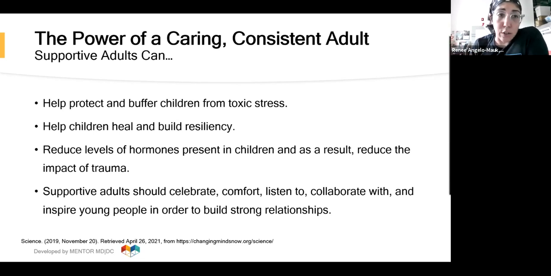If you're interested in trauma research, literally reducing stress hormones, and what adults can do: celebrate that child, comfort them, listen, collaborate with, and inspire young people. So this again is that power of a mentor, and mentors will want to know what could be the impact of the work that they're about to get involved in. So this is your time to let them know that the research says that this is a great use of an adult's time. So really get them bought in.